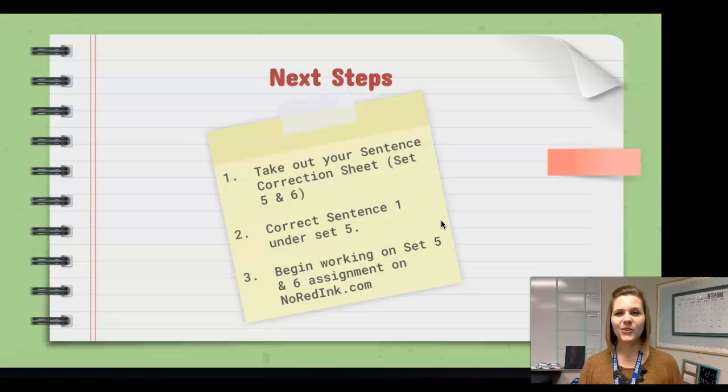Now that we've talked about the 4 different ways that you can fix a comma splice in writing, I'd like you to take out your sentence correction sheet. Again, we're working on set 5 and 6, and I'd like for you to correct sentence 1 under set 5. Make sure you check your work by watching the answer video as well. Then, I want you to begin working on set 5 and 6 assignment on noredink.com.